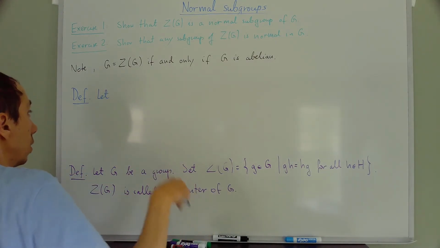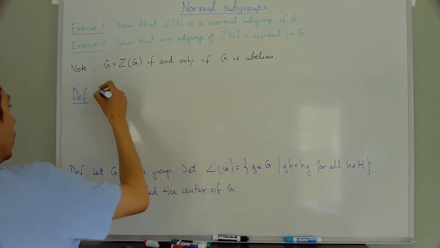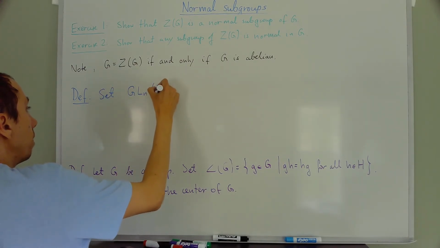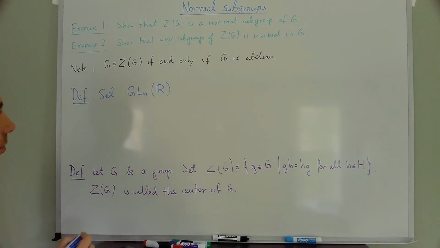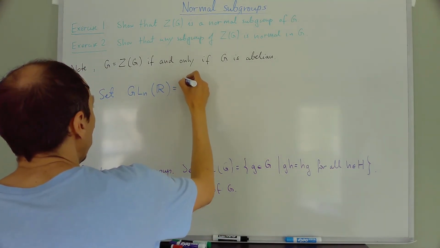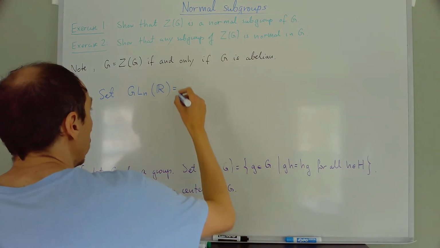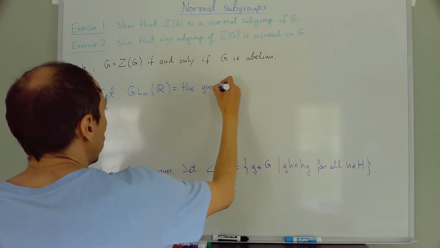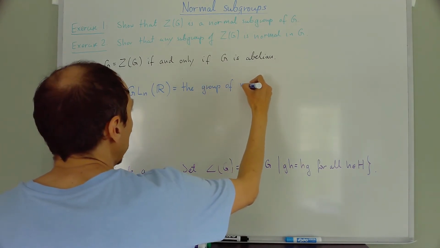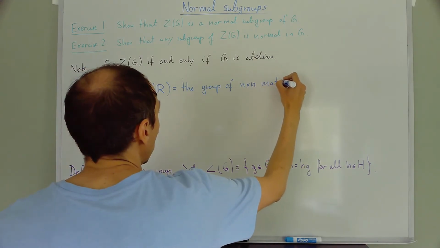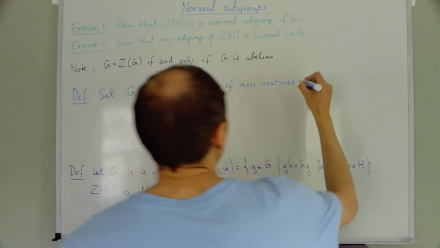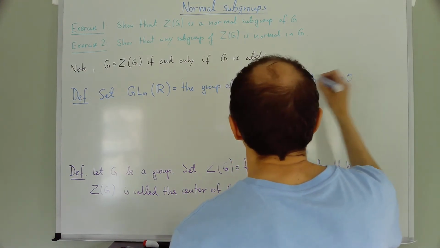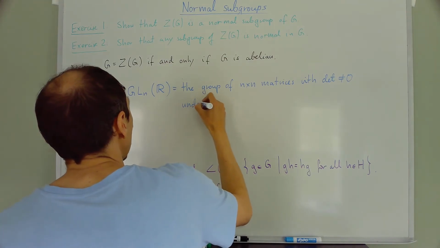So we denote, set GL_n of the real numbers to be the group of n by n matrices with determinant not equal to 0 under multiplication.